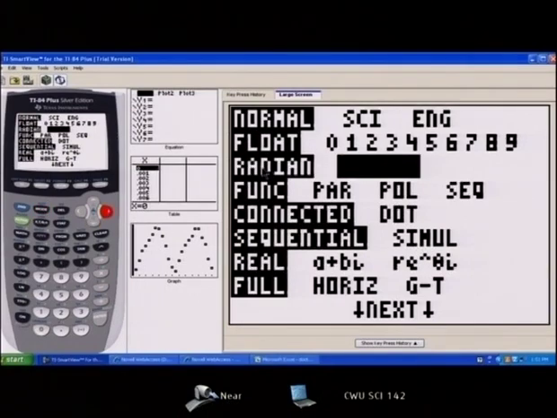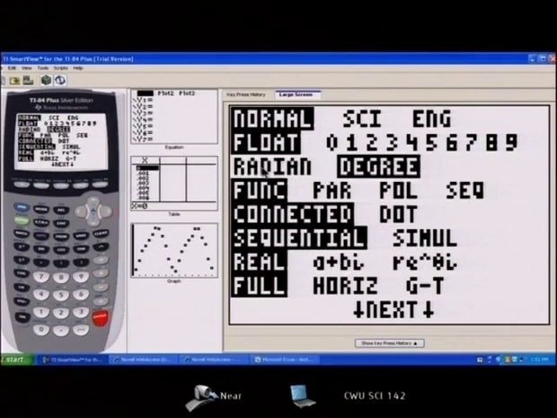Radian mode is the best place for your calculators to be most of the time, isn't it? Mathematicians love radians way more than degrees, but physicists sometimes like degrees, and this is a physics problem.